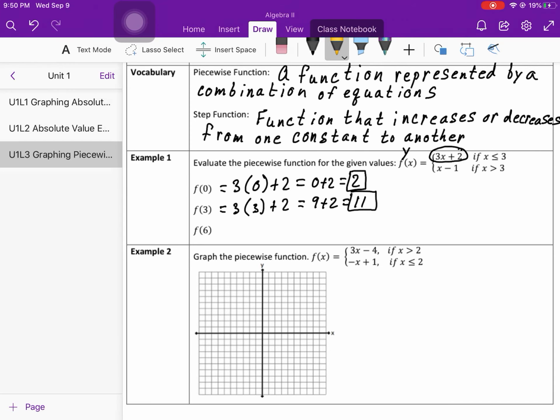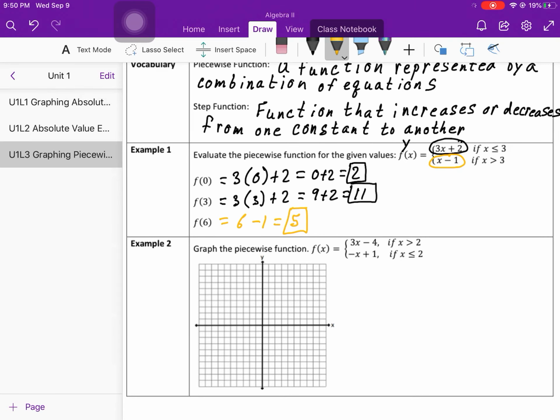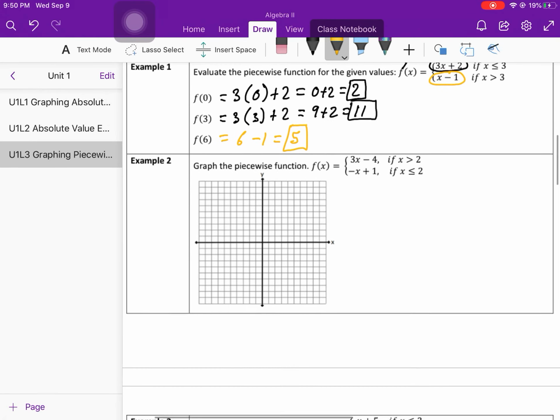Now the bottom one, I'm going to go back to this color. As you probably guessed, we're going to use the bottom equation because 6 is greater than 3. So now I'm going to plug in 6 in place of the bottom equation's x. So now that's just 6 minus 1, which equals 5. I just did those in different colors to show you which ones I'm choosing.